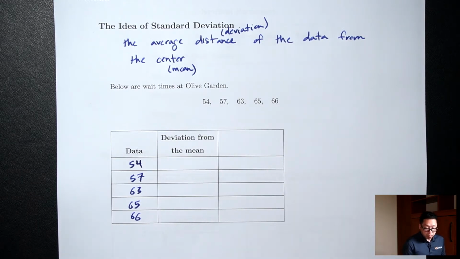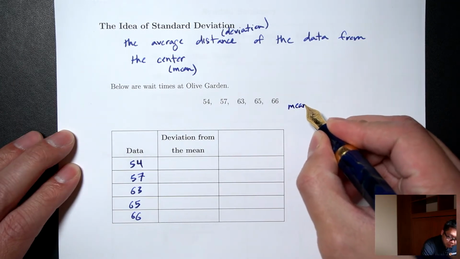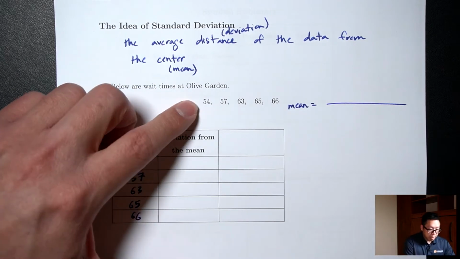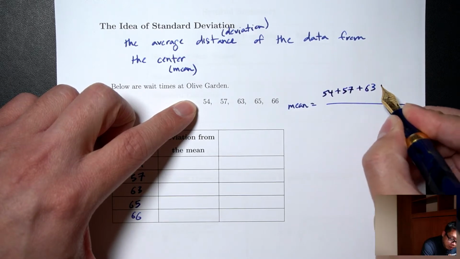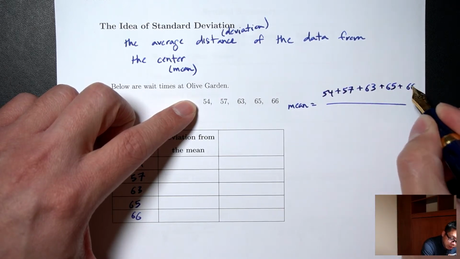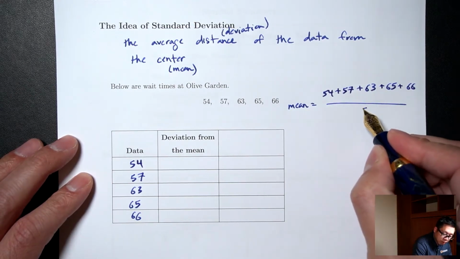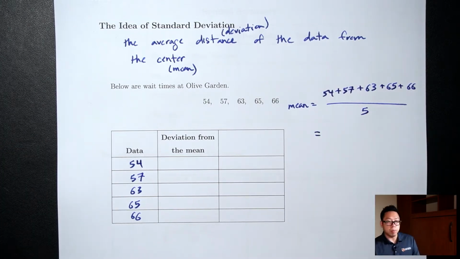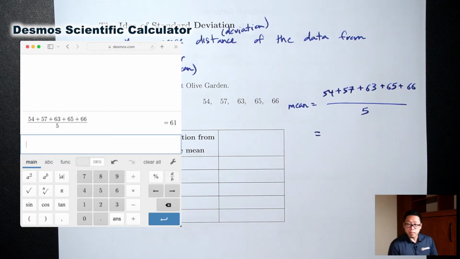We know how to calculate the mean. All we need to do is add up the data values and then divide by however many data values we have. All right, so we'll first find the mean. We'll add up the data values. So 54 plus 57 plus 63 plus 65 plus 66 divided by however many data values we have: 1, 2, 3, 4, 5. Enter this into my calculator. Up top, 54 plus 57 plus 63 plus 65 plus 66. On the bottom, 5. And I get 61 exactly.